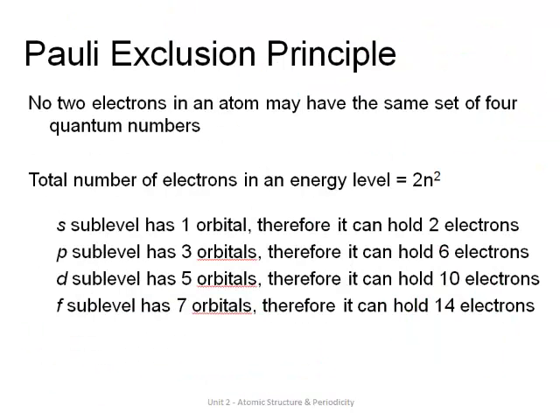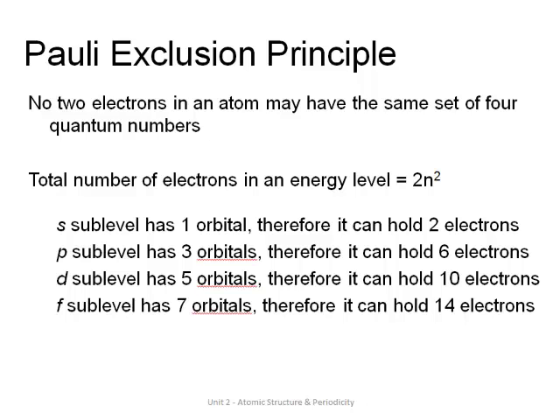And that stems from the fact that no two electrons can have the exact same set of 4 quantum numbers, and this is known as the Pauli exclusion principle. So if you have 2 electrons in the same orbital, they must have different m sub s values, because the other 3 quantum numbers will of course be the same.